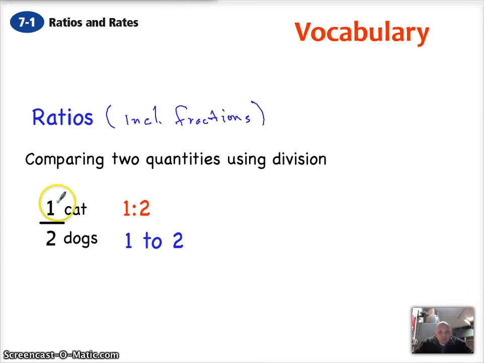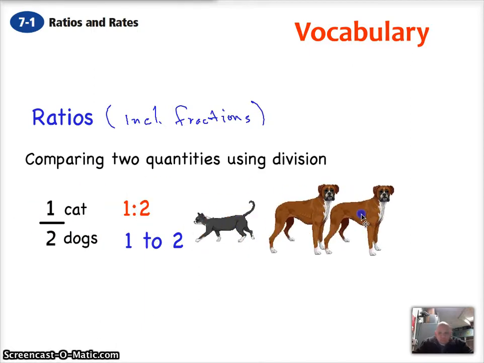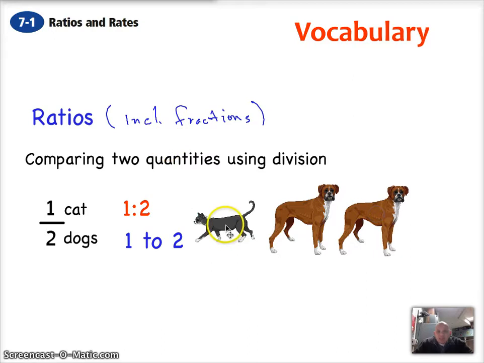Here are 3 ratios: 1 cat to 2 dogs, 1 to 2, 1:2. Each of these different notations is a ratio. In fact, they are the ratio that represents the same quantities. To look at it even more specifically, if we take this illustration, we have 1 cat to 2 dogs, 1 cat to 2 dogs, 1 to 2.